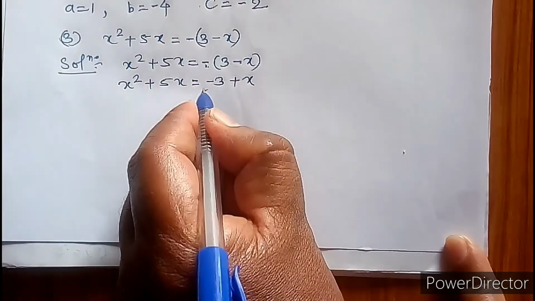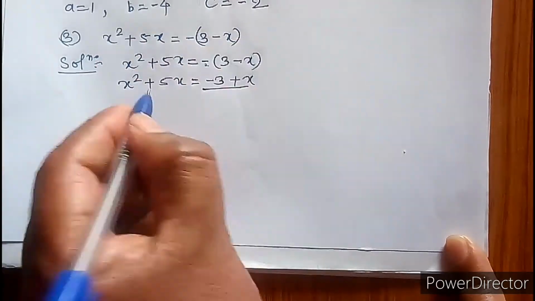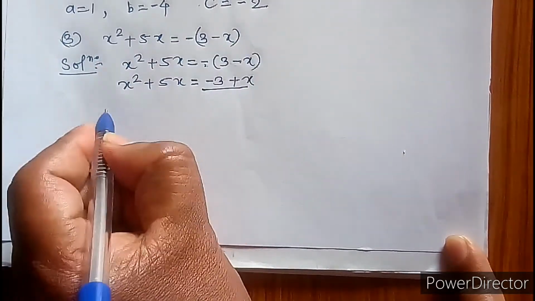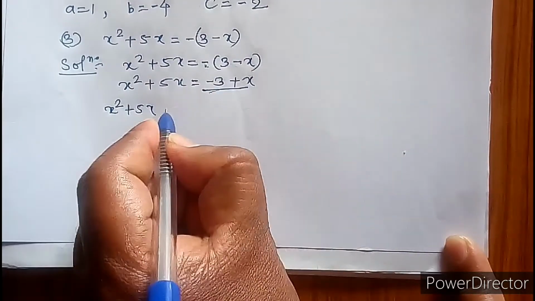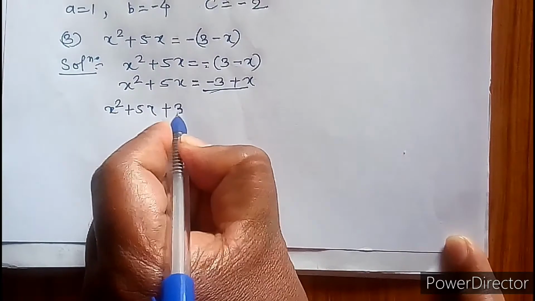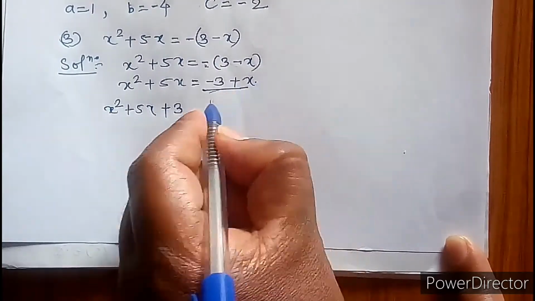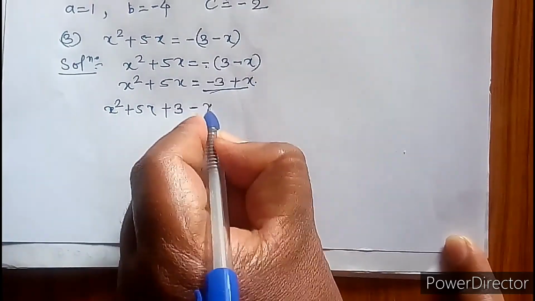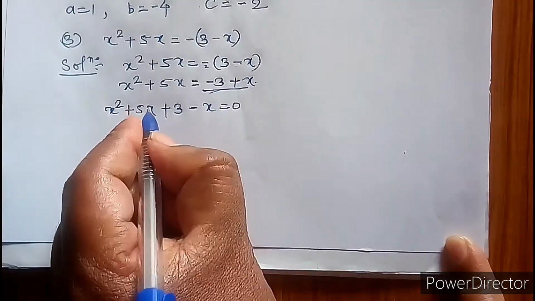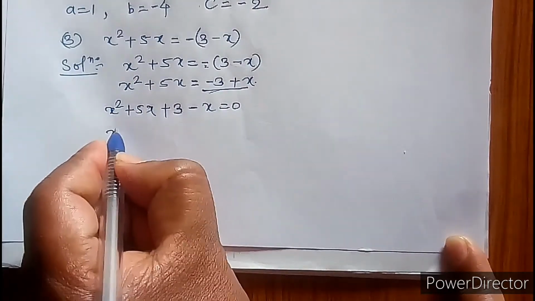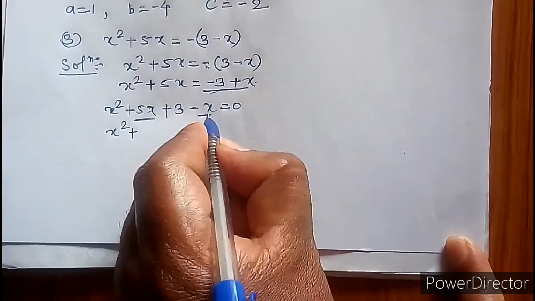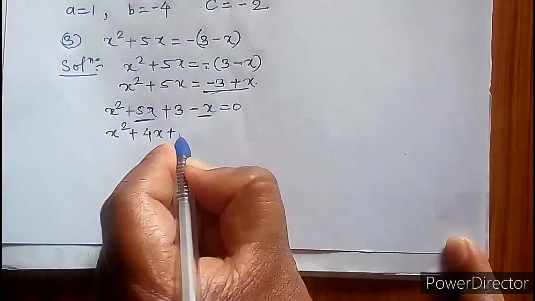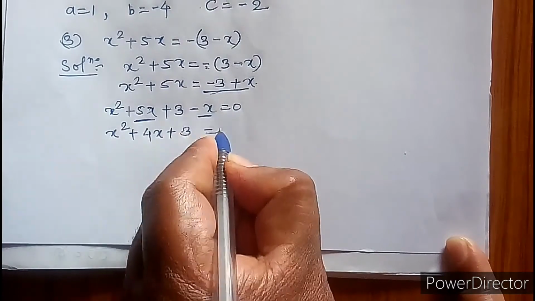Now on shifting this minus of 3 plus x to the left hand side, what we get is x square plus 5x, this minus 3 will be shifted to the left hand side and will become plus 3, and plus x will become minus of x equals 0. Now here x square plus 5x and minus x, that is 4x, plus 3 equals 0.